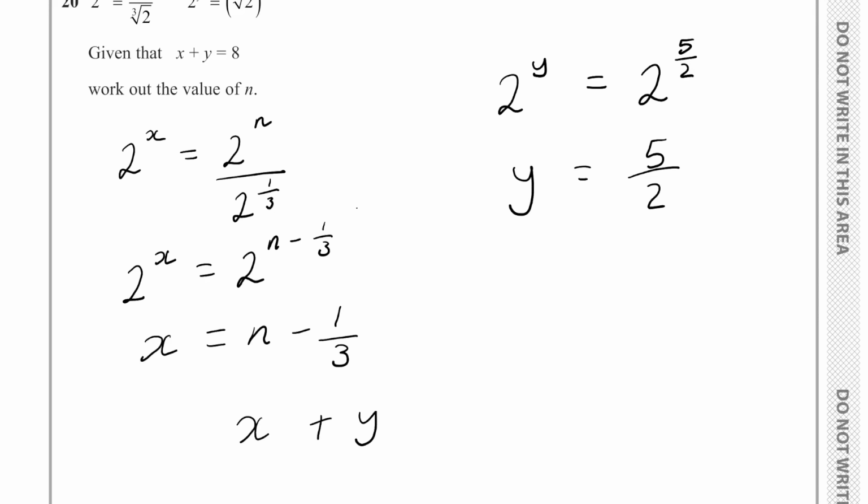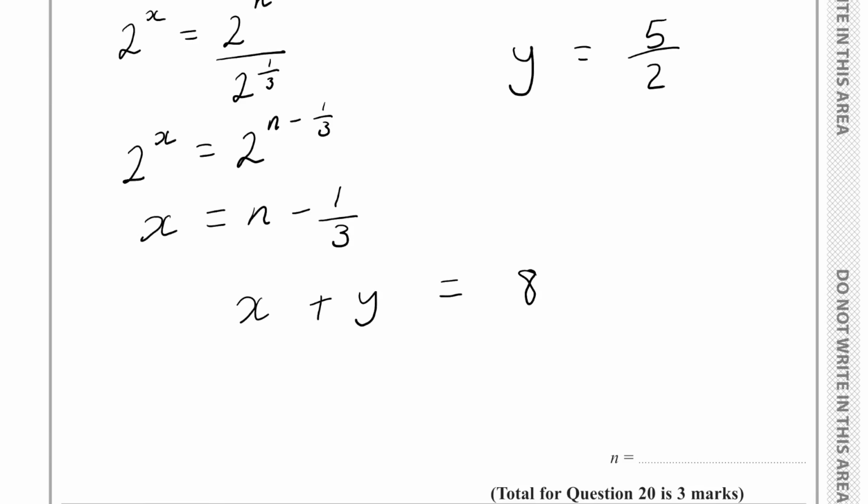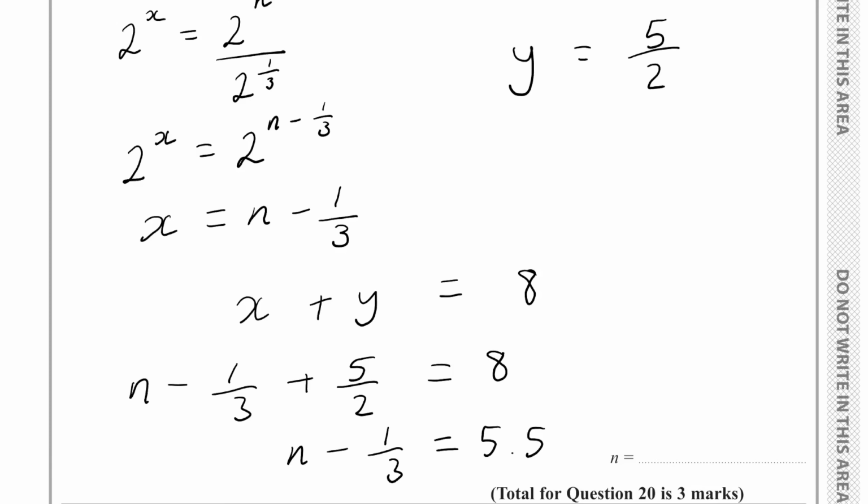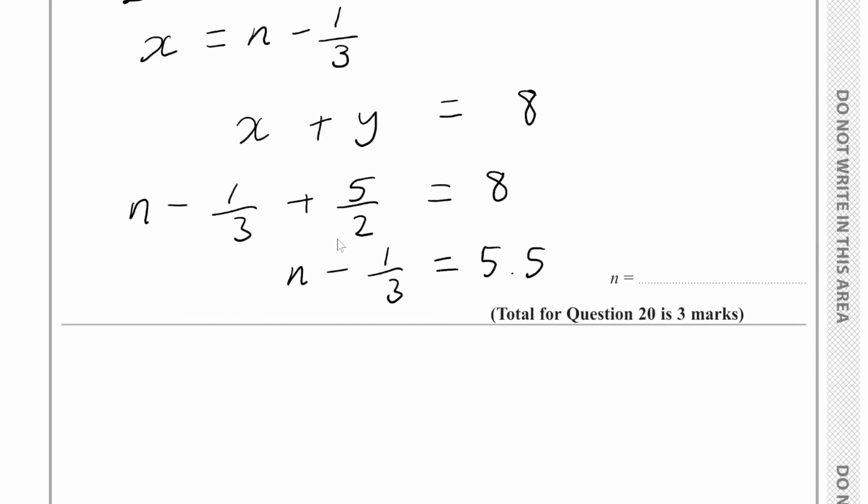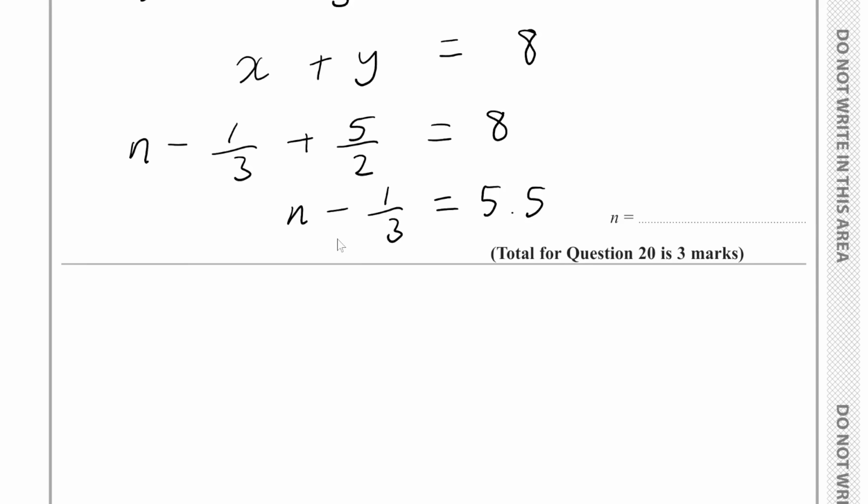x plus y is 8. So what is n? We can change x into n minus a third. We can change y into 5/2. So what is n? We are going to take away 2.5 from 8. So n minus a third is 8 take away 2.5, which is 5.5. And then we're going to plus a third. 5.5 plus a third. I'm going to change it back to fractions.